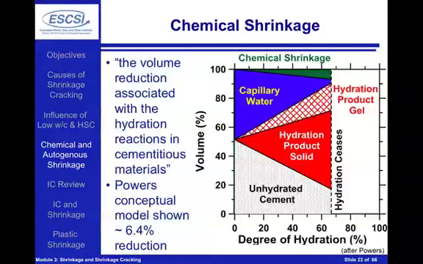Now, since chemical shrinkage is the volume reduction associated with hydration reactions, there are several different ways you could look at this, and it could be based on the chemistry of your cement. We can get into a lot of details on how this may vary from one cement to another. But Powers' model showed about a 6.4% reduction in volume when you average over different cements. So for an ordinary Portland cement, we'll see about a 6.4% reduction in volume when that cement has fully hydrated.